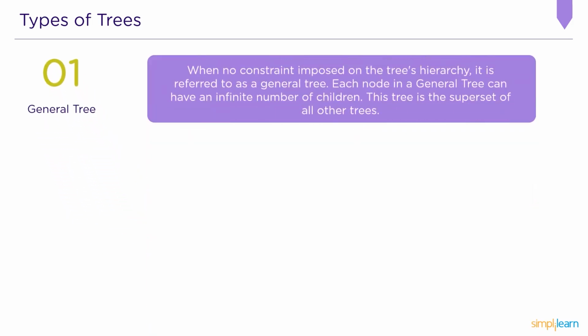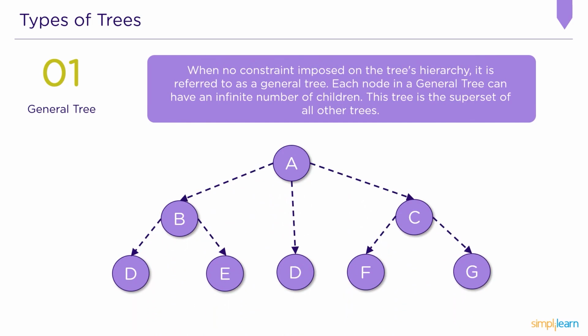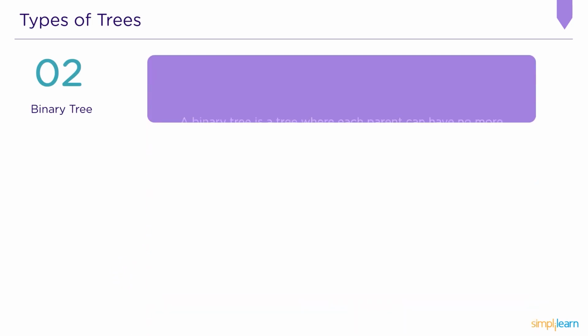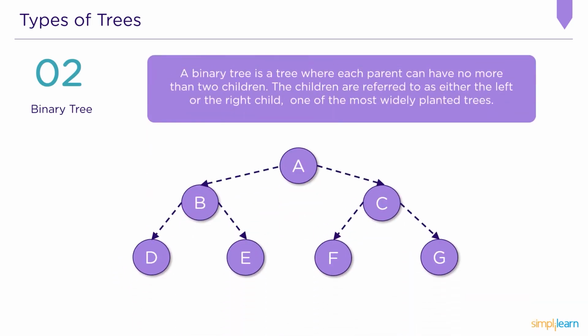When no constraint is imposed on a tree's hierarchy, it is referred to as a general tree. Each node in the general tree can have an infinite number of children. This tree is a superset of all other trees. We also have a binary tree. A binary tree is a tree where each parent can have no more than 2 children. The children are referred to as either the left or right child, and it is one of the most widely used trees.